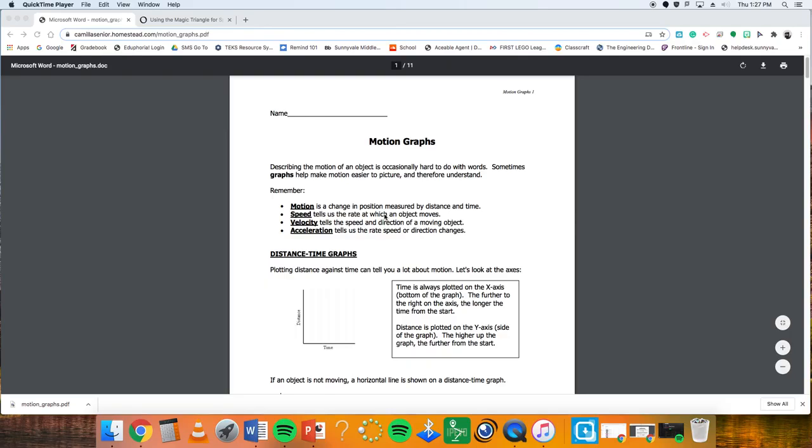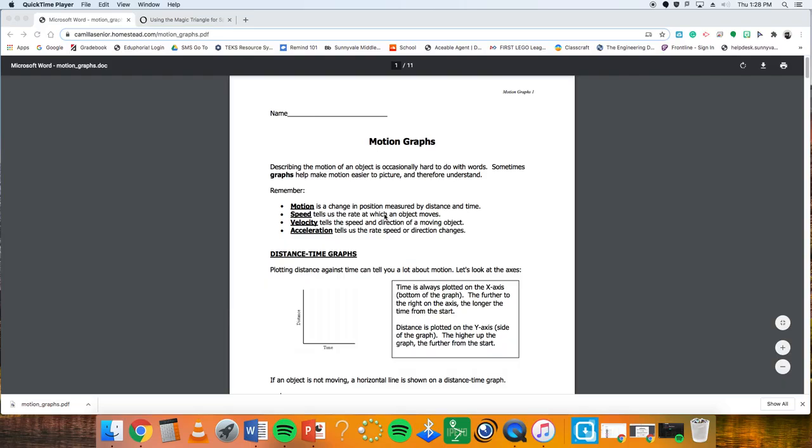First of all, motion is a change in position. So, change in position: you see a skateboarder out your window, you look down, you turn around, and then they've moved. That's a great example of a change in position.